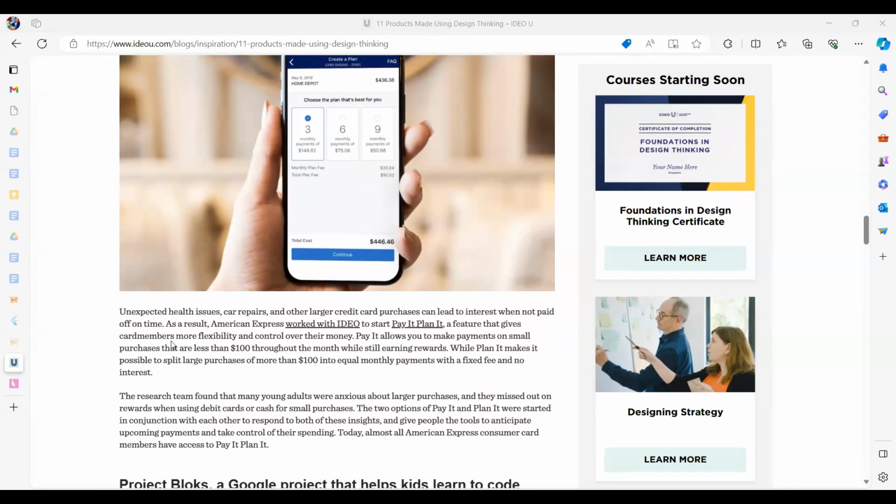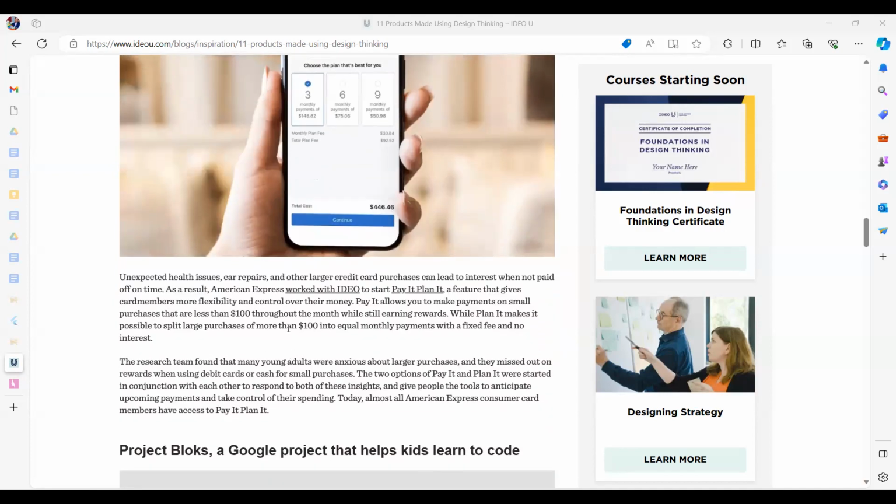So it features that give card members more flexibility and control over their money. Pay allows you to make payment on small purchases that are less than $100 throughout the month while still earning rewards. Plan makes it possible to split large purchases of more than $100 into equal monthly payments with a fixed fee and no interest.